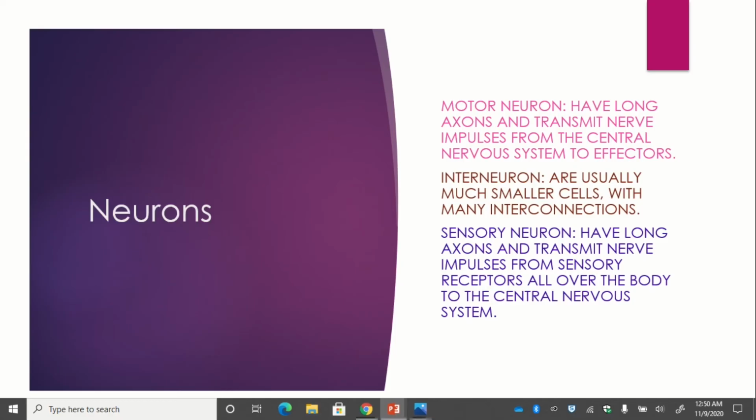So the 3 neurons in this are the motor neuron, interneuron, and sensory neuron. The motor neuron has long axons and transmits nerve impulses from the central nervous system to effectors. And then the interneuron, which is in the middle, or the relay neuron, are usually much smaller cells with many interconnections. And then the sensory neuron has long axons and transmits nerve impulses as well from sensory receptors all over the body to the central nervous system.